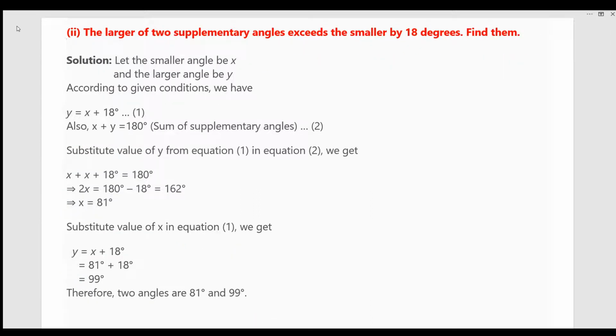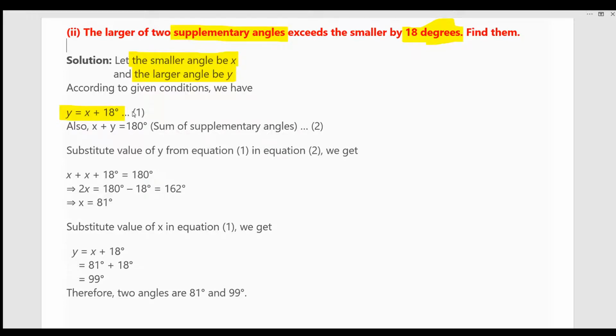Now part 2. The larger of two supplementary angles exceeds the smaller by 18 degrees. Find them. Here two angles are there and they are supplementary angles. Also one angle exceeds the other by 18 degrees. So let the smaller angle be x and the larger angle be y.